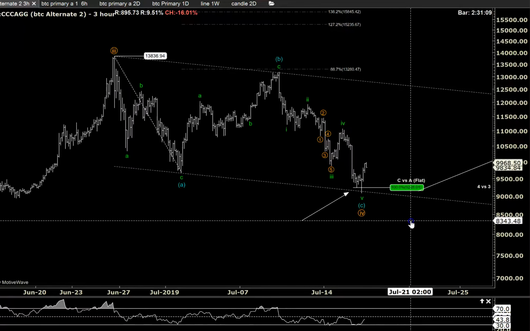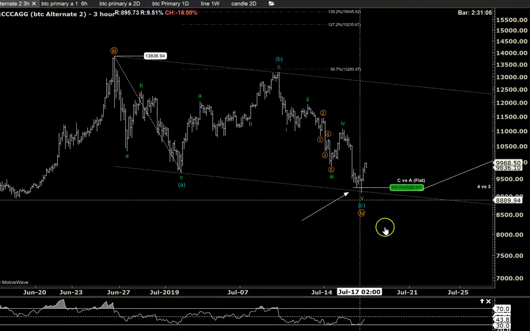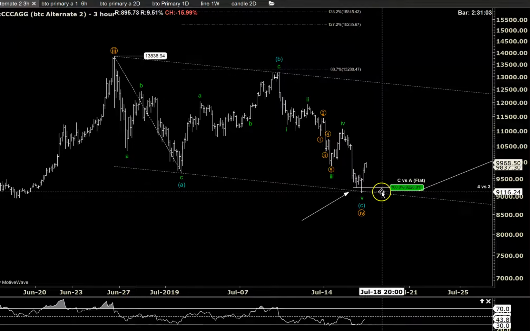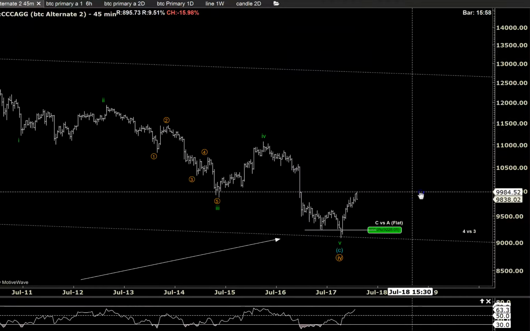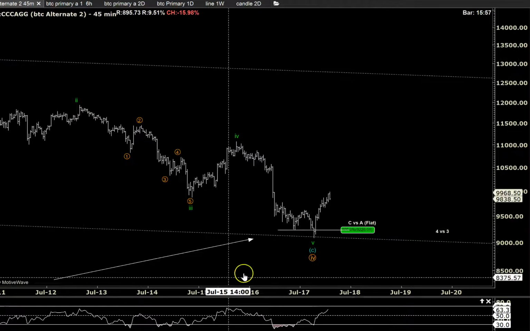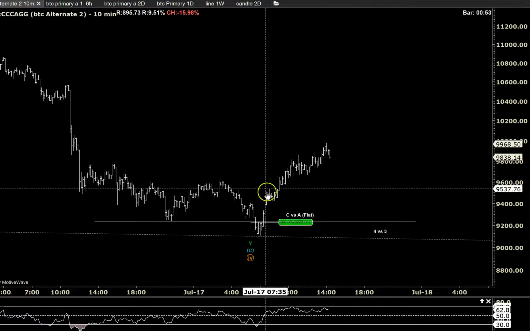So for right now, circling back, I'm going to consider this an ABC, possibly done in a flat. I see a small reaction up here. I'm going to go back to a 45 minutes and just see what I have. There's not a whole lot to go by, right? Is this a 1, 2, 3, 4, 5?